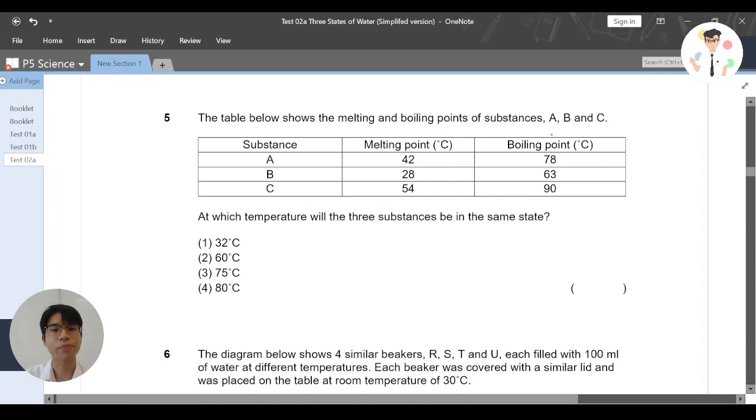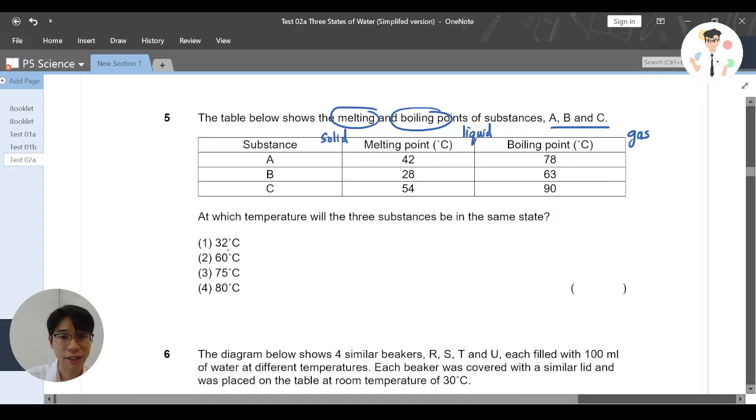Again, the same thing. The table below shows the melting point and boiling point of substances A, B, and C. So again, when it's below melting point, it is a solid. When it's in between melting and boiling point, it's a liquid. And when it's above boiling point, it's a gas. Now, at which temperature will the 3 substances be in the same state?